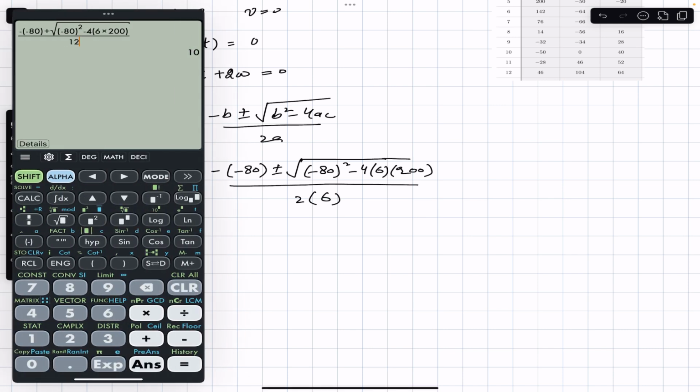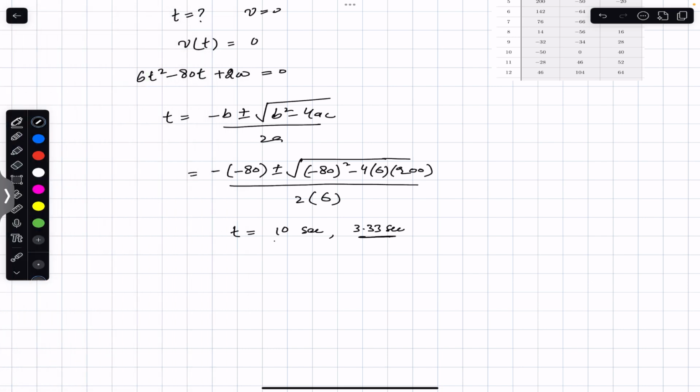So for plus we got t equals 10 seconds, and now if I modify this quadratic formula for the negative, here we will have minus. So the second value is 3.33 seconds. So at t equals 3.33 seconds and at t equals 10 seconds, the velocity is equal to 0.